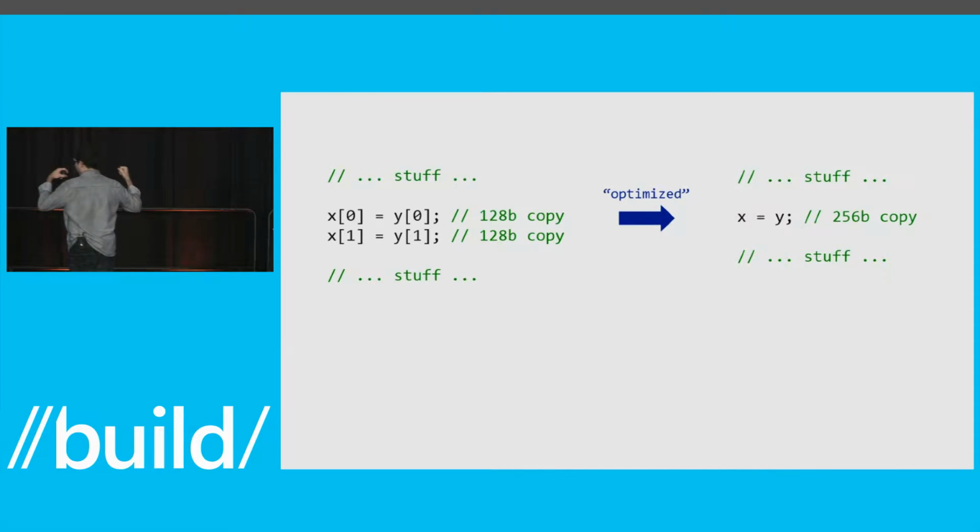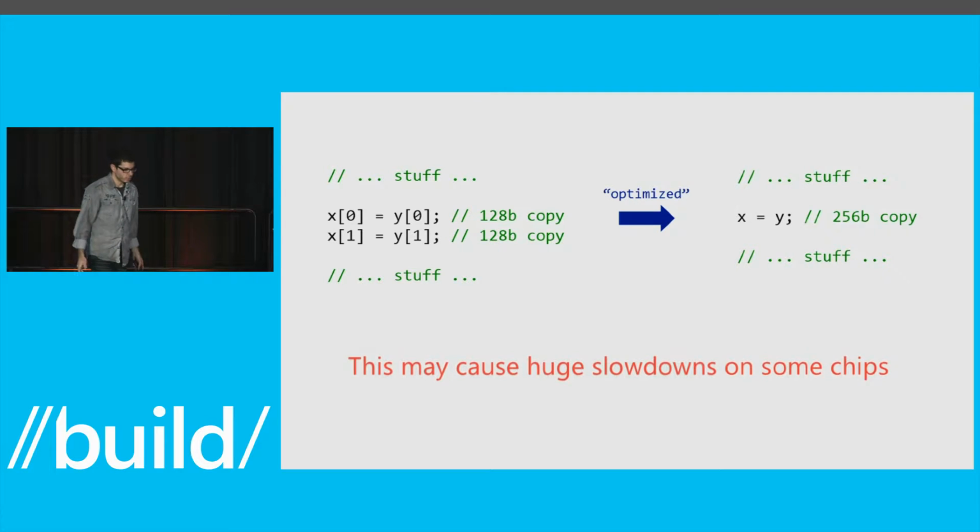This seems like something that would be awesome, right? There's these 256-bit instructions, let's take advantage of them. Well, what if I told you that this particular optimization can cause problems, huge performance problems on some chips, but not on others? Things get weird.